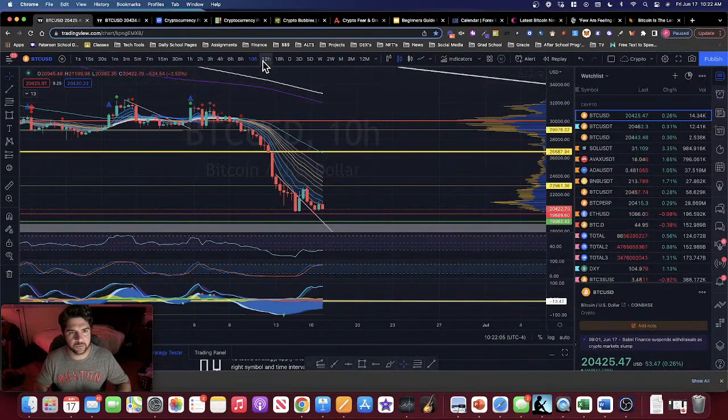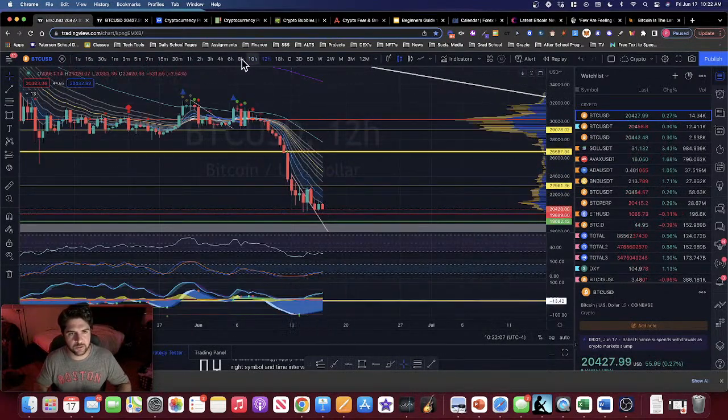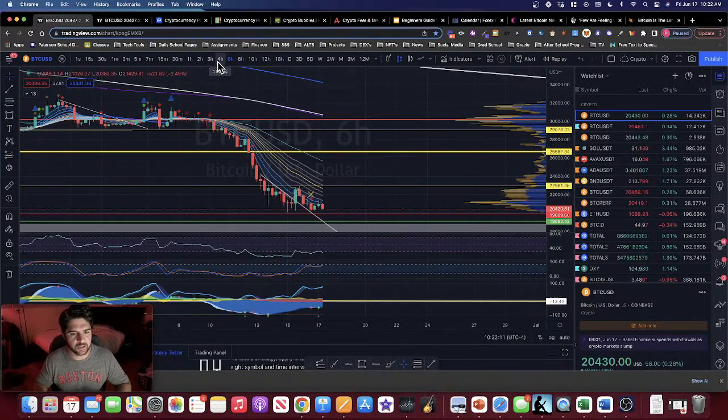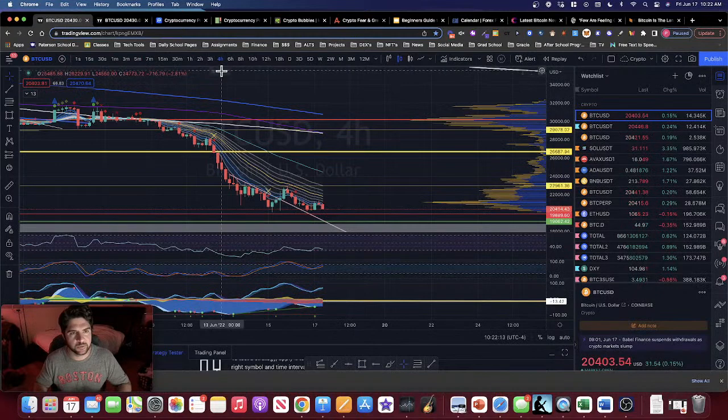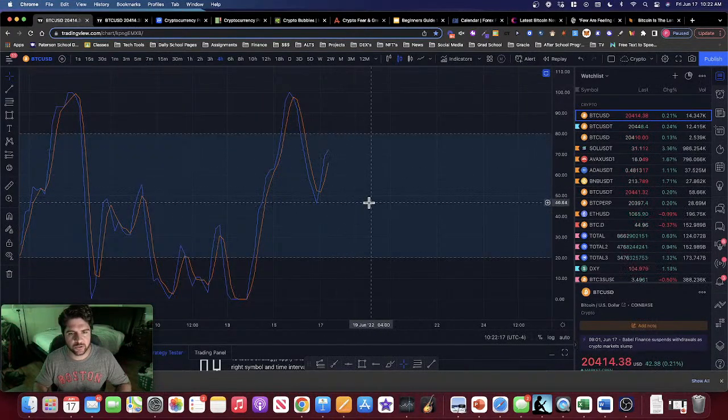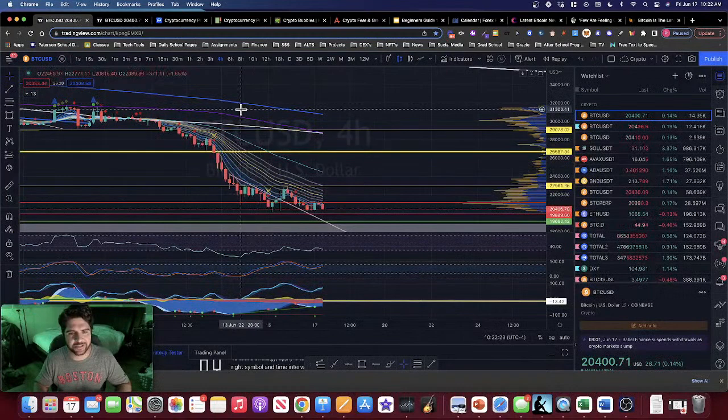They're at the top. Stochs on the 12 hour, they're coming up. But on the 8 hour, Stochs are at the top. 6 hour Stochs are at the top. 4 hour Stochs are curling up. That's good. Hopefully this doesn't cross back over and turn back down. So the 4 hour could actually save you if it wants to.